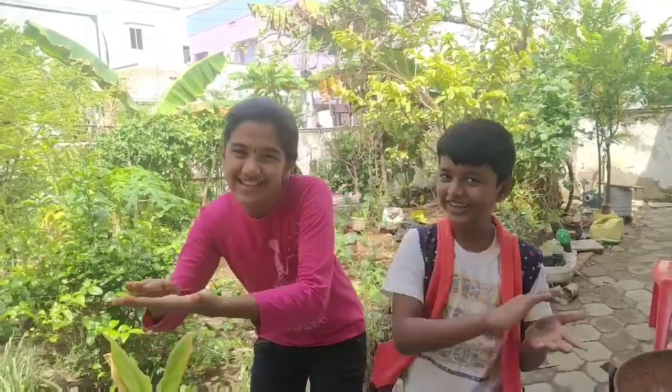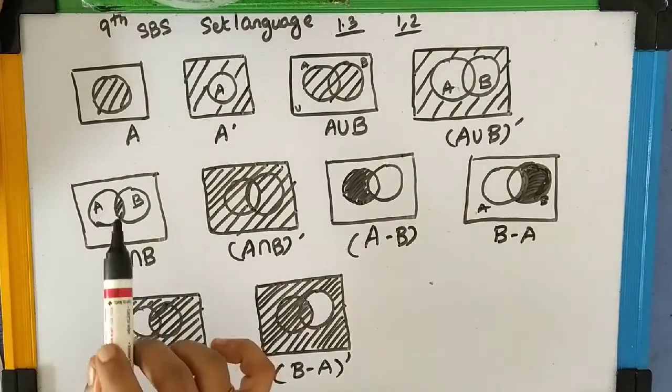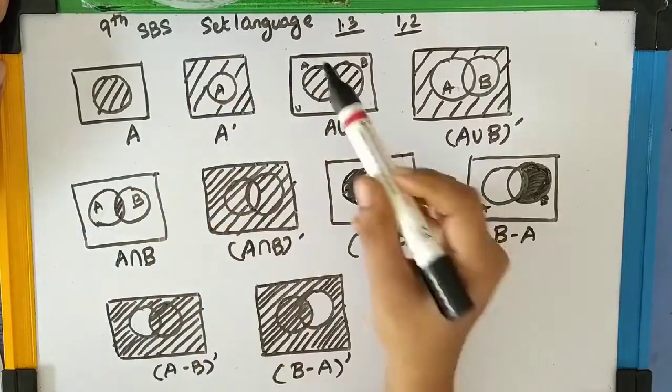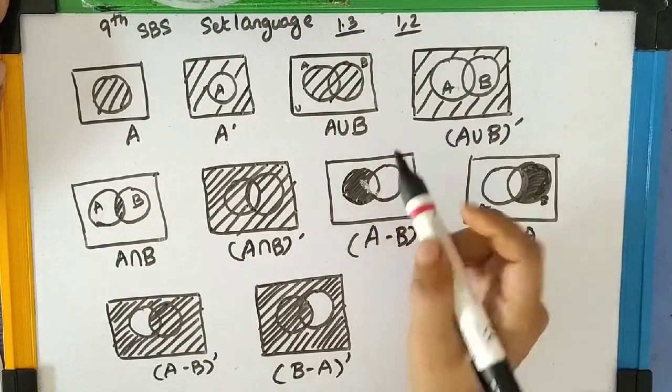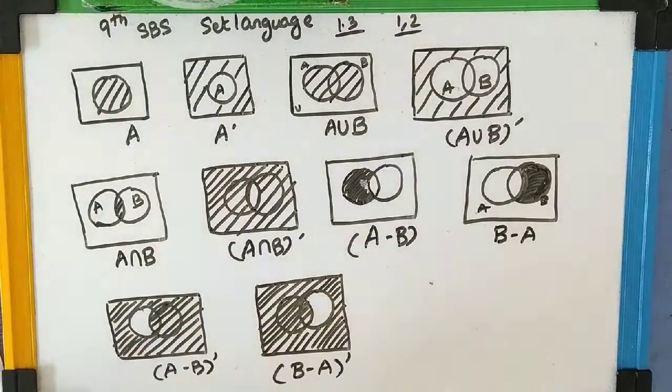Today we'll be learning exercise 1.3 problems 1 and 2 from the chapter Set Language. Let's do it! Hi everyone, today we are going to see the 9th State Board Syllabus Set Language Exercise 1.3 questions 1 and 2. Here we need to know about Venn diagrams before going into the exercise.